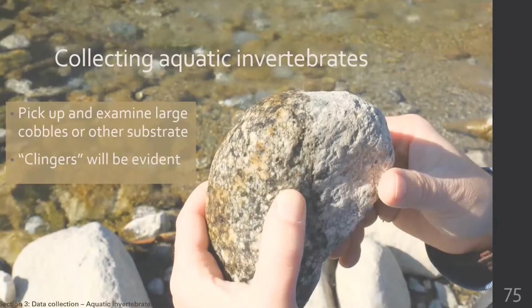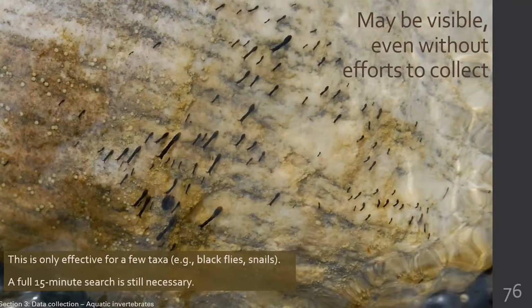Oftentimes, it's easy enough to just pick up a rock and look at it and see the bugs crawling on it. In this example, it's probably not that easy to see, but there are some eggs of a caddisfly, that little jelly-like blob on the top left corner of that cobble. A lot of the clinging organisms will be pretty obvious, like the larger mayflies and stoneflies. You'll see them just clinging to the rocks, and you can get quite a lot of organisms just looking at the rocks you pick up. Sometimes you don't even need to pick them up. You can just see through the stream, and you'll see many organisms without much effort.